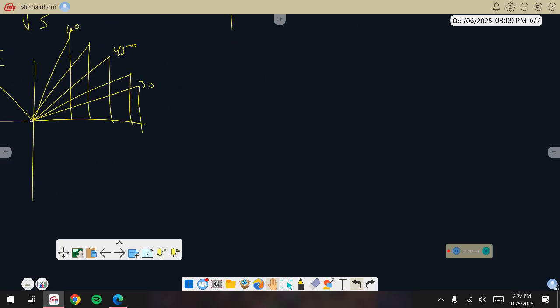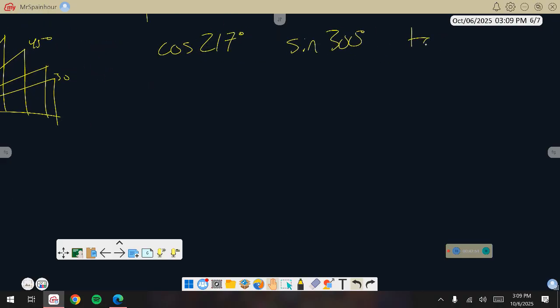So I would expect you guys to be able to do the following. I'm happy to help as much as I can on this, or you're welcome to work ahead of me on this if you need. I would expect you to be able to do what is the cosine of 217? Okay. What is the, let's go, sine of 300? And what is the tangent of 315? My apologies.